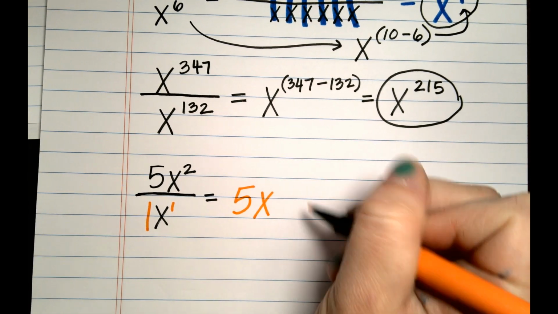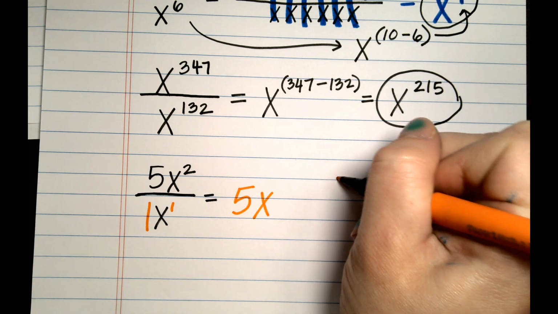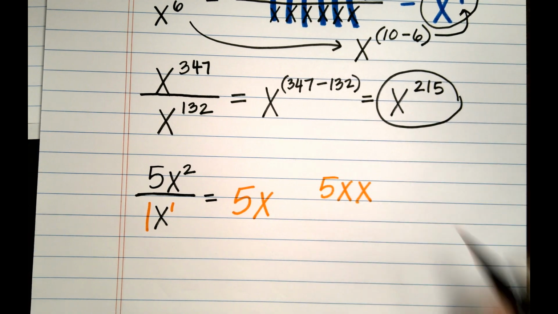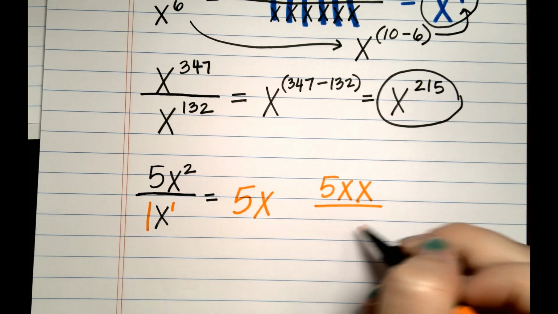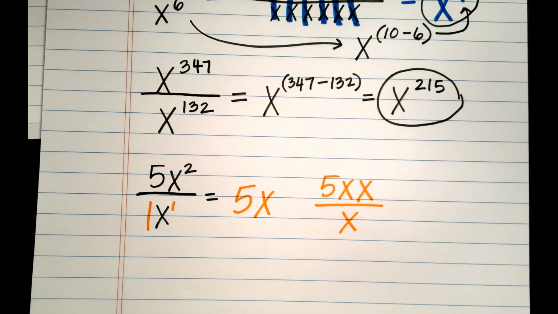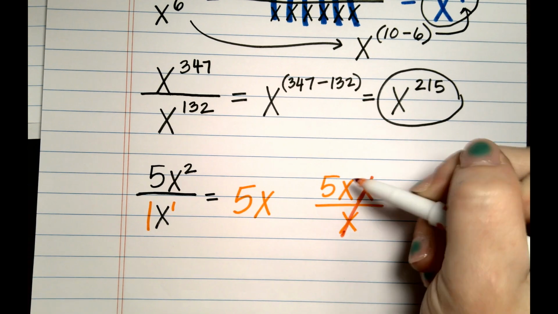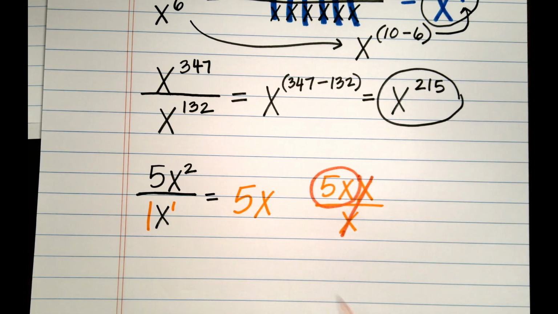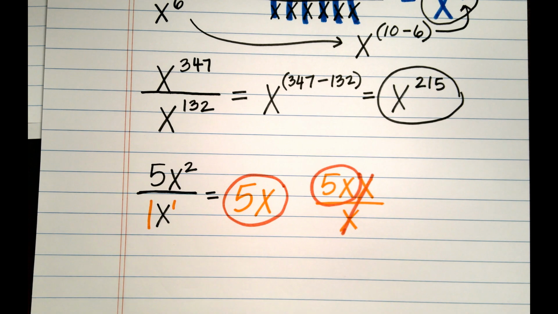If we wanted to visualize it, we could also do that. 5x squared, 2 x's, divided by x. You see that? Our x's cancel, giving us 5x left over. That's our answer. I just worked it out another way, just to show that that's what we did. We got it, though.